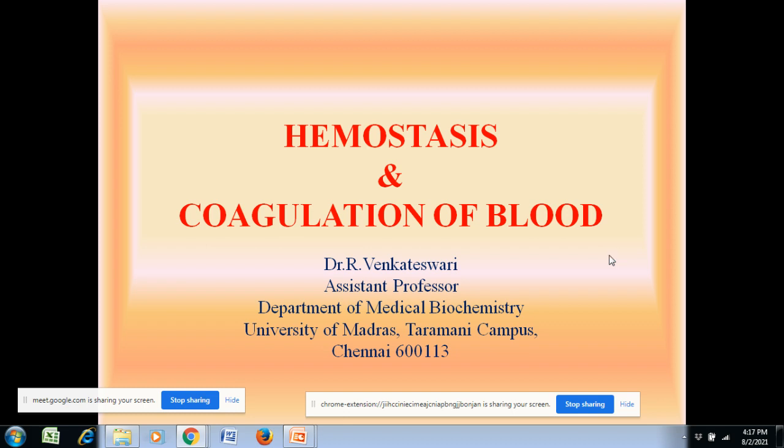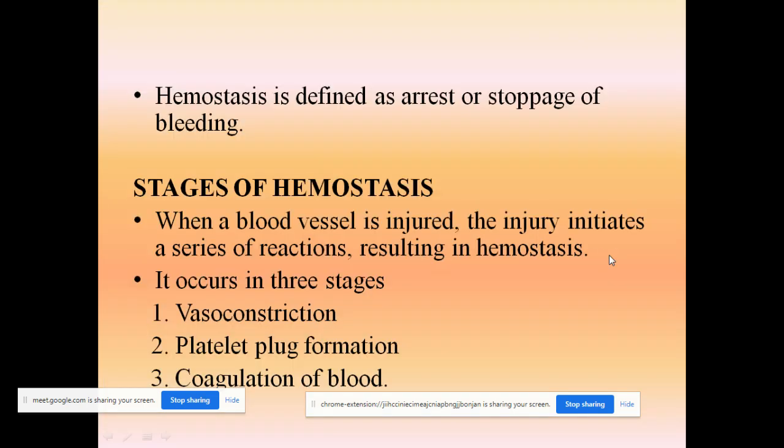So what is the role of WBC? They are very, very important in the immunological reactions. This you would have already studied in immunology in detail. Okay, the platelets are very, very important. They play a very important role in hemostasis and coagulation of blood. So we will see what is hemostasis.